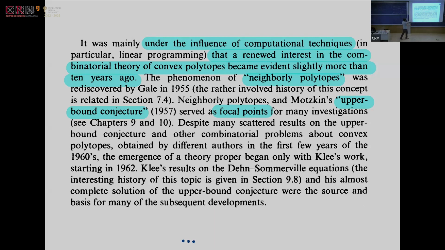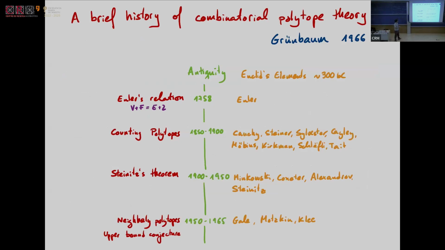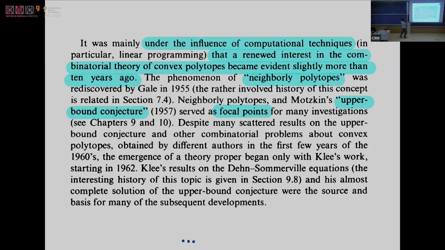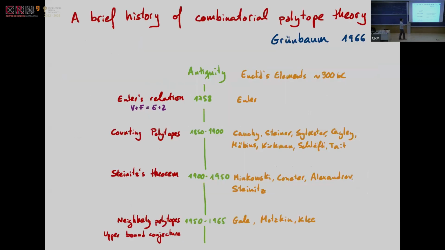And he mentions as one of the focal points the phenomenon of neighborly polytopes. So let me tell you what a neighborly polytope is. I didn't read everything, but he talks about neighborly polytopes and the upper bound conjecture. So let me tell you about this.